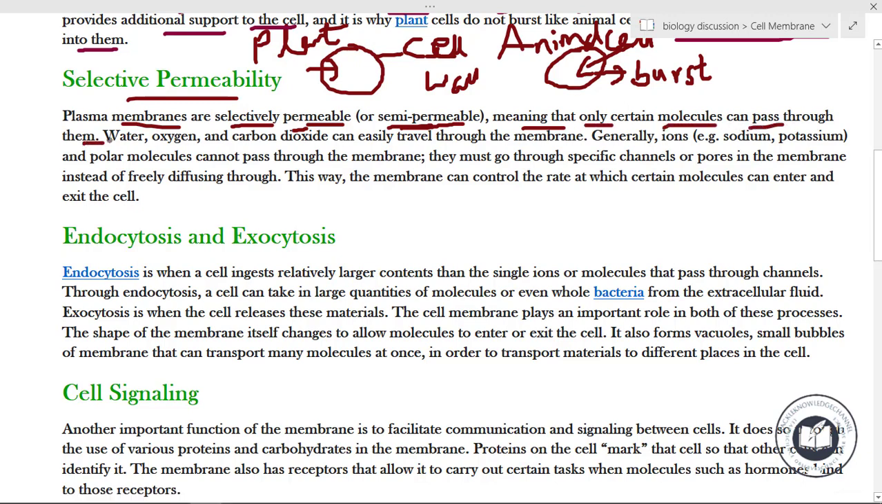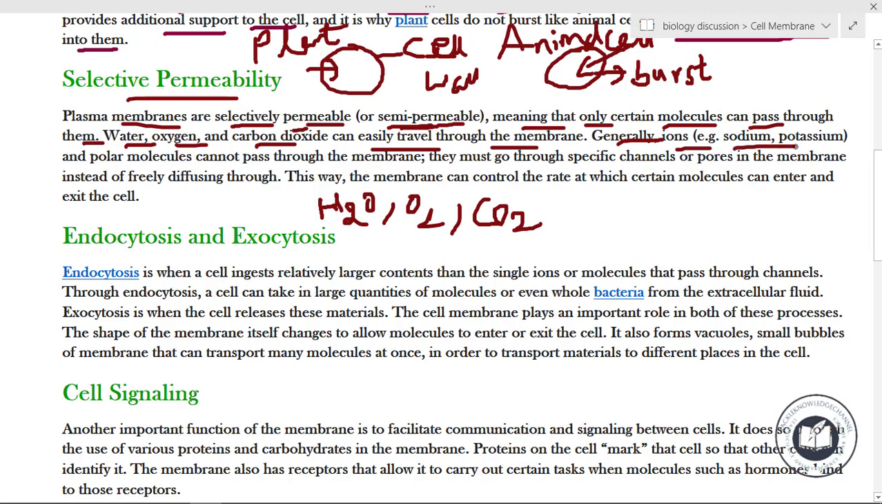As I said earlier, there are certain molecules that can pass through the plasma membrane. Water, oxygen and carbon dioxide can easily travel through the membrane.